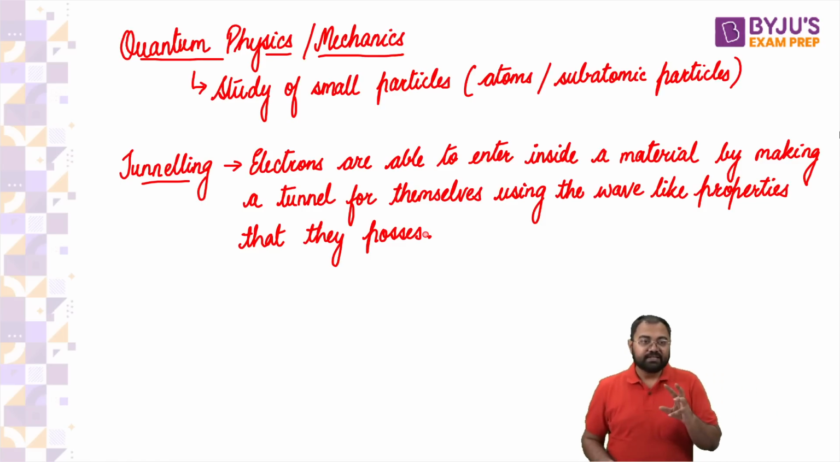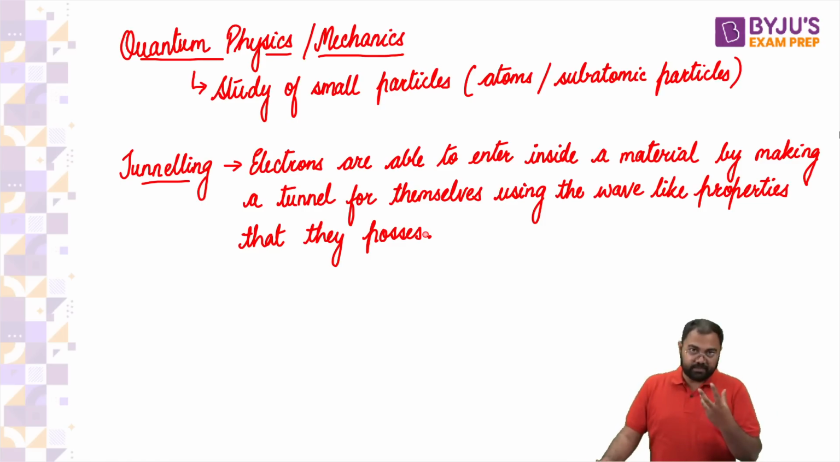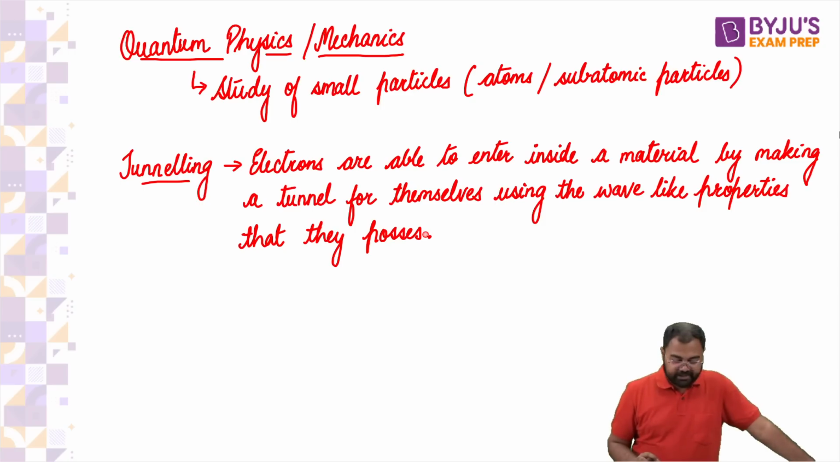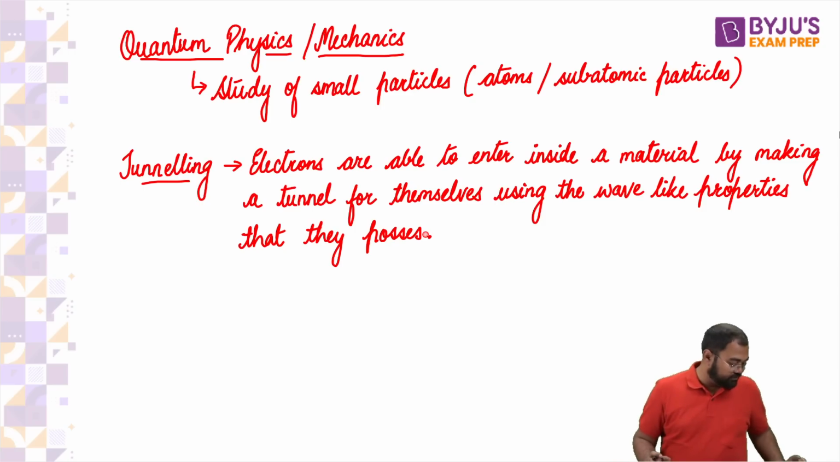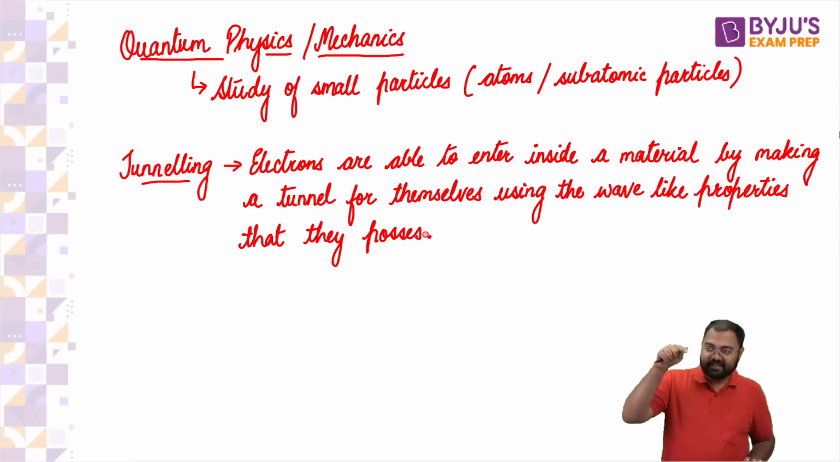Now, what it means is that electrons, or subatomic particles, show two types of properties: they can exist as a particle and they can also exist like a wave. So they can have wave-like nature and particle-like nature. Both are possible for them. And that is where they make use of their wave-like properties, and with the help of that they are able to make a tunnel.